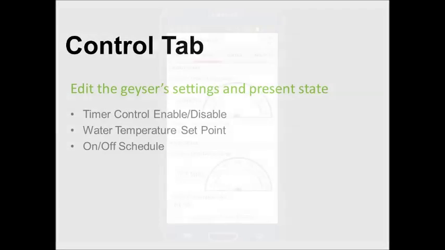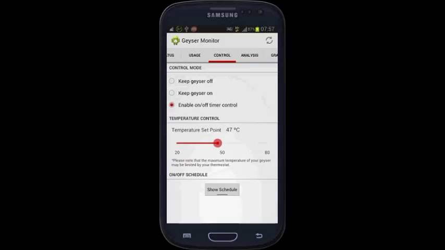This tab allows us to set the control mode of the geyser, which enables us to keep the geyser on or off permanently, or enable a timer which automatically turns the geyser on or off using a schedule. Additionally, we can also edit the temperature set point of the geyser, which changes the maximum temperature that the water inside the geyser can reach.